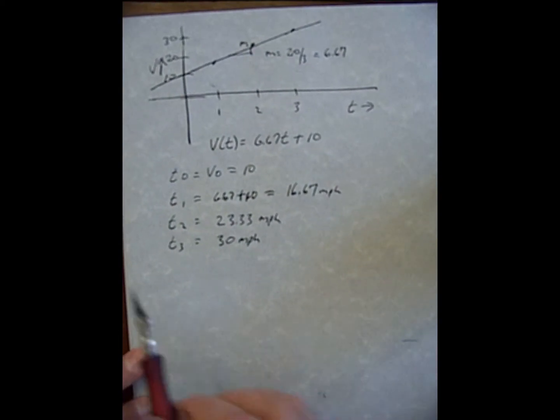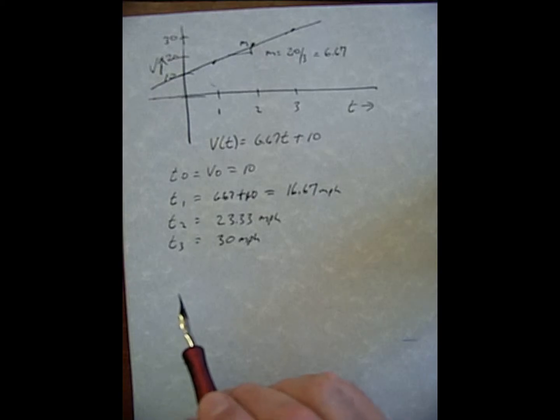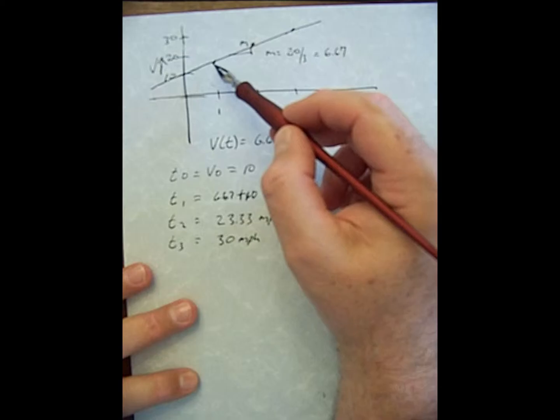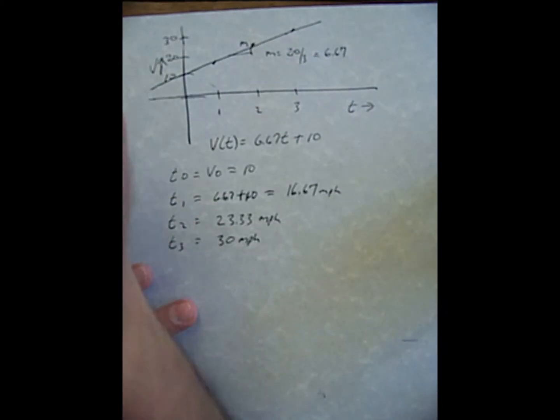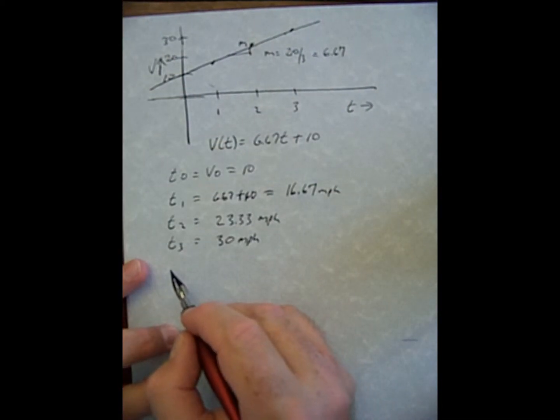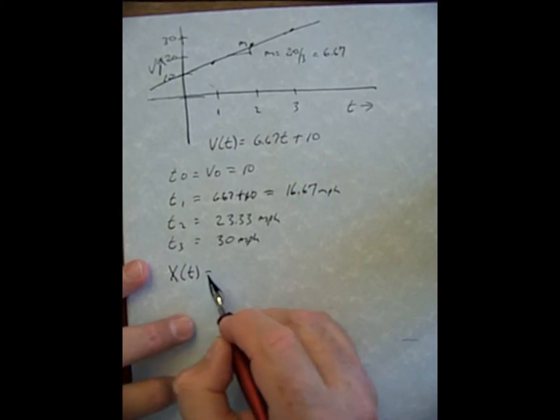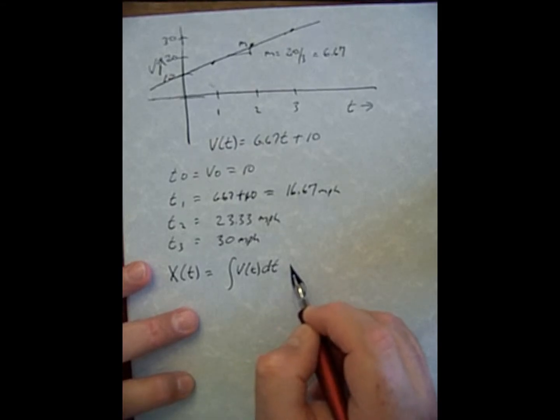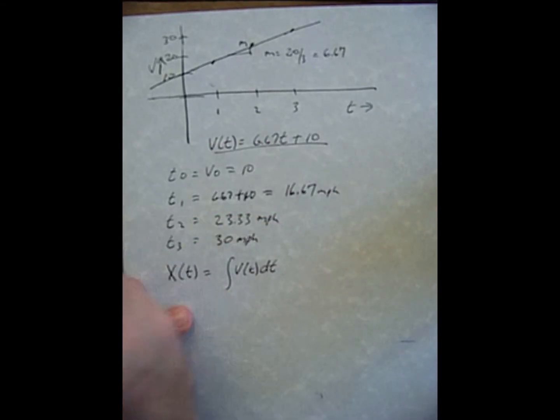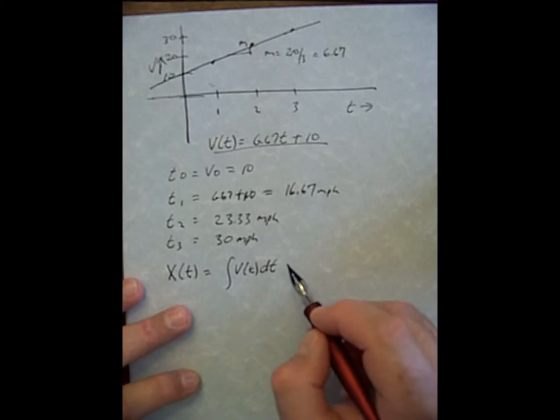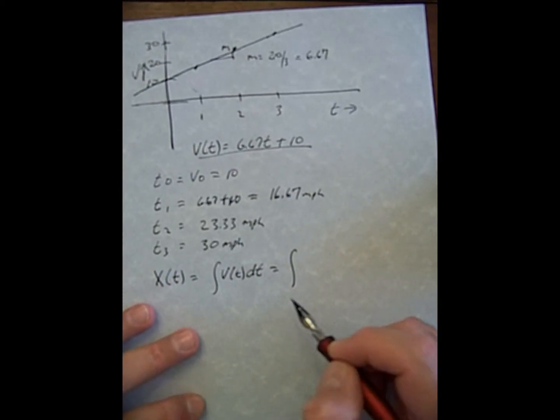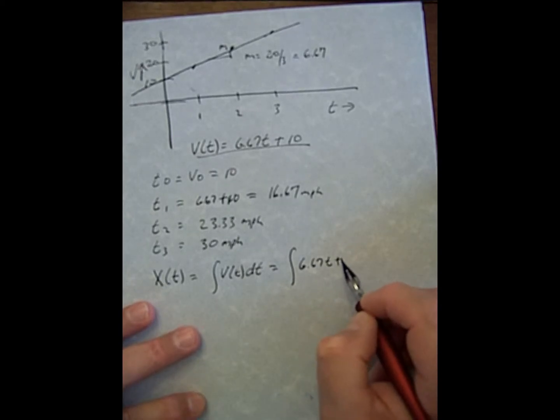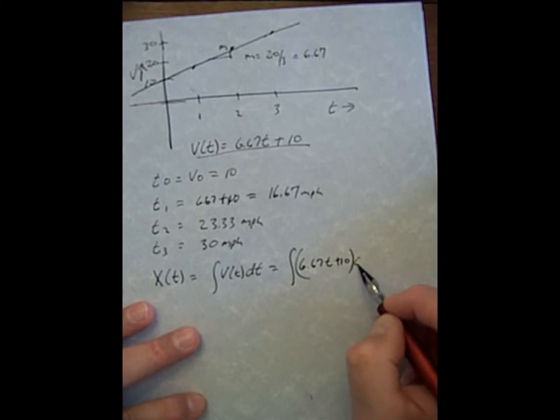So what does that mean in terms of the distance that we're traveling? Well, you can see our velocity is changing every instant of time. The velocity is different. So what we need to do is take our integral. So x of t equals the integral of v sub t dt. Well, we know what v sub t is, right? So we're going to take the integral of 6.67 t plus 10 times dt.